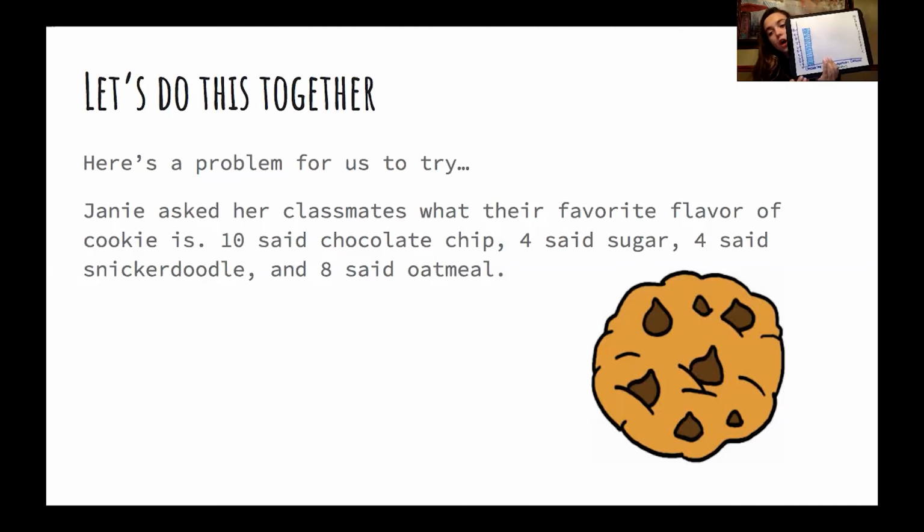Awesome. So this is our very first representation of our chocolate chip cookie. And how many people like that? All right, now what is our next step? Hopefully you guys said to find the sugar cookies, right? How many people said sugar? 4 people. So let's find 4 on our chart. And when you guys find 4, go ahead and put your finger on that.